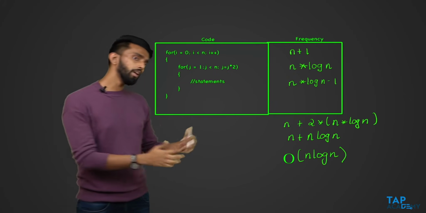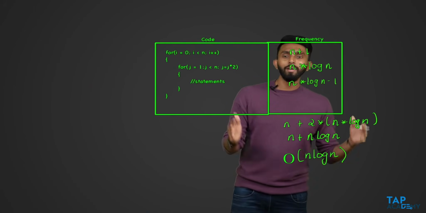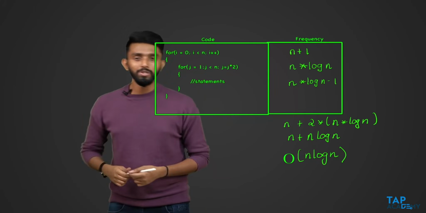Any confusion till here? N log n is your time complexity. Any confusion till this point of time? Great. Yes, sir. We understood.